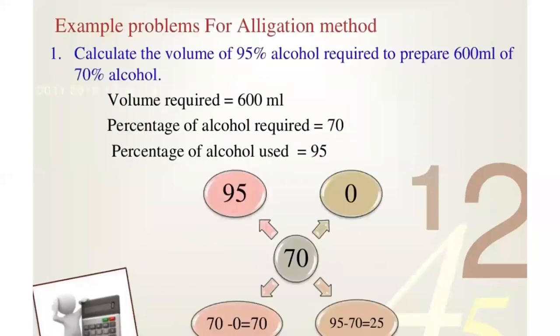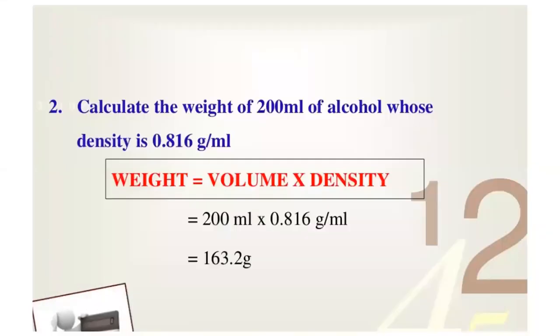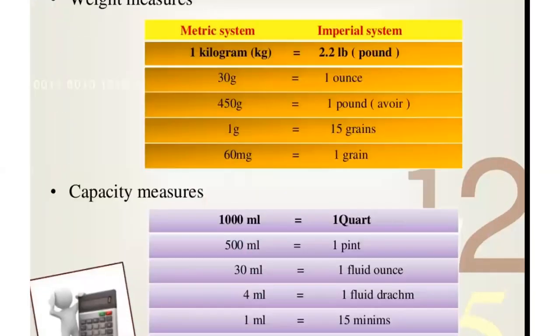So this is about pharmaceutical calculations. This is the first part of pharmaceutical calculations up to the allegation method. Next, in the next part, I will teach you the proof spirit calculations, how to do proof spirit calculations. So this is about pharmaceutical calculations.